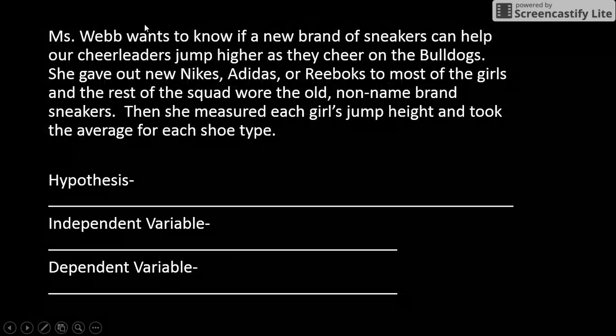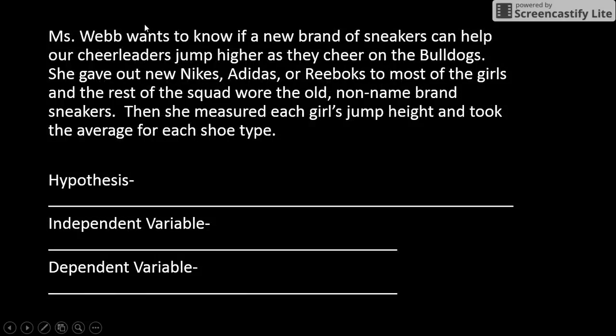Okay, let's try this one. Miss Webb wants to know if a new brand of sneaker can help our cheerleaders jump higher. What is our independent variable? Our independent variable is the name brand shoes, the brand of the sneaker. What are we measuring? We are measuring the dependent variable, their jump height, how high they can jump.